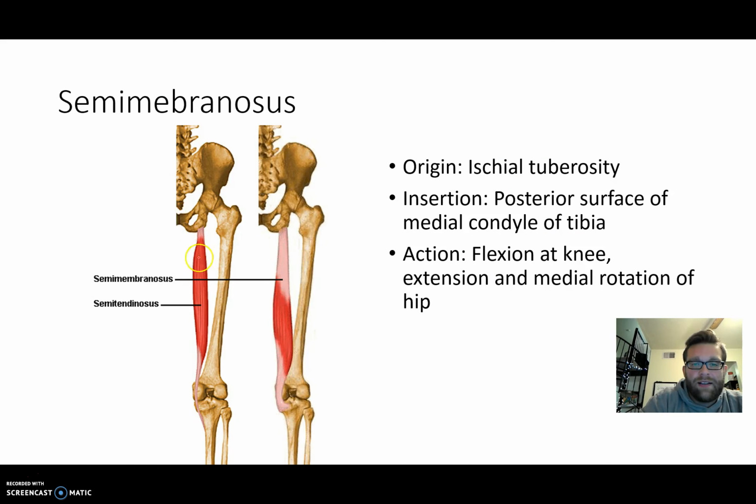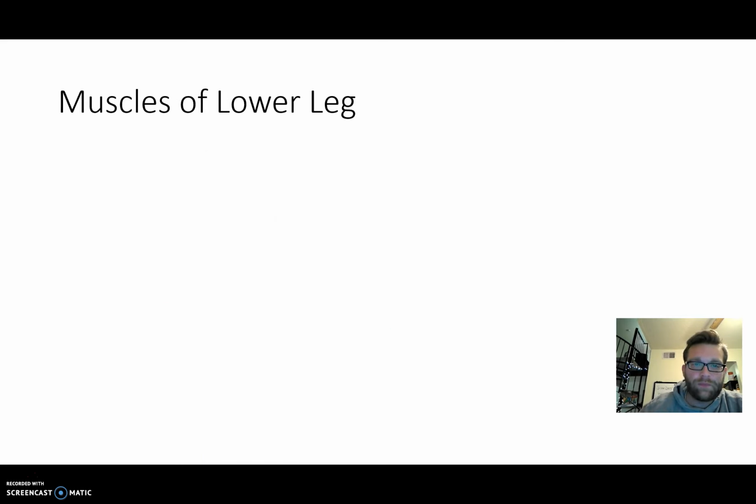Semimembranosus, so again, these muscles right here, you've got the semimembranosus, and we talked about the tendinosus. So these two muscles right here, again, it's going to start up here, go down to the underside. Membranosus is a long muscle. It's going to begin on the ischial tuberosity, so in the back, and it kind of comes around to the medial side on the back, and it's going to stick to the posterior surface of the medial condyle of the tibia. It's going to flex the knee, extension, and medial rotation at the hip. Okay, so those are the last of the thigh muscles.